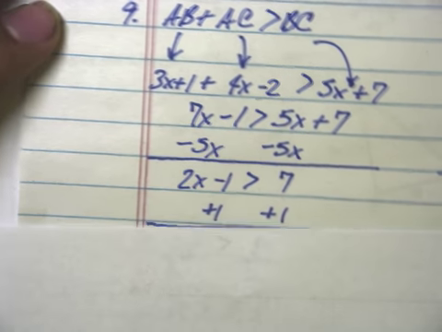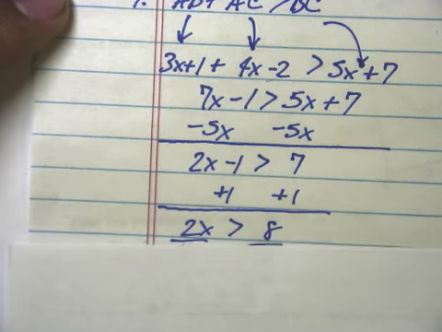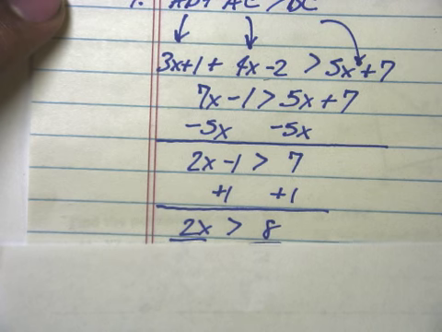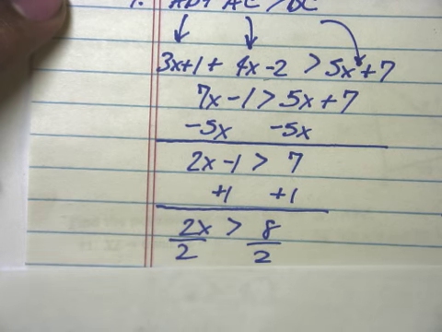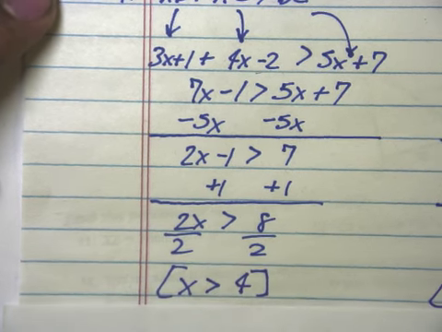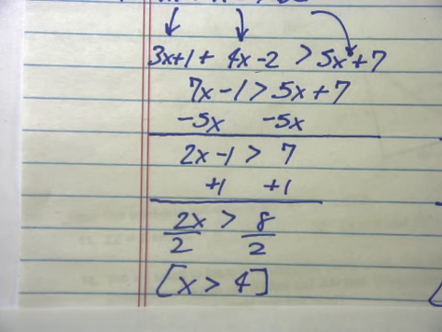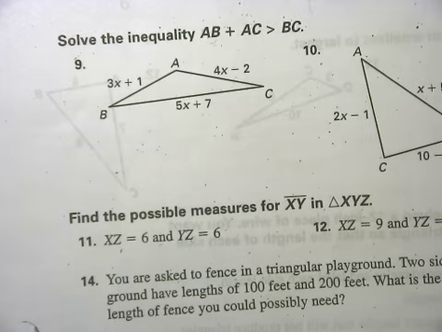And then I'm just going to add 1 to both sides. And what that's going to give me is 2x is greater than 8. We know we're going to divide both sides by 2. And x is going to be greater than 4. And that's my answer for x. x is just greater than 4.